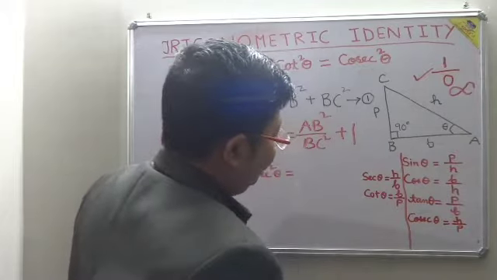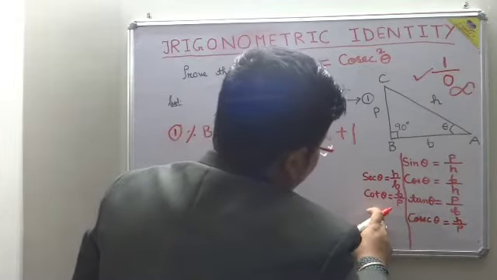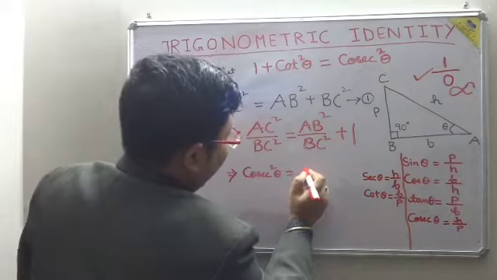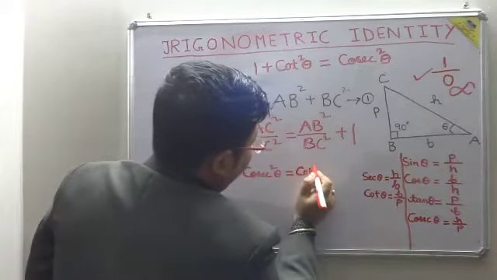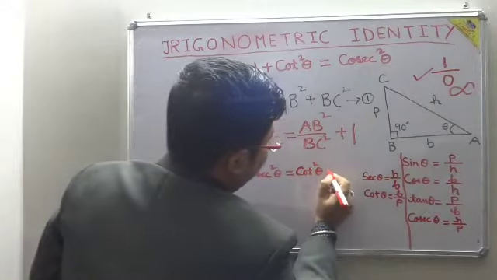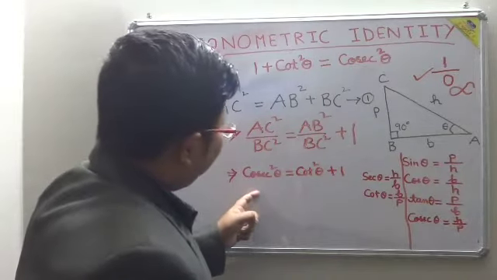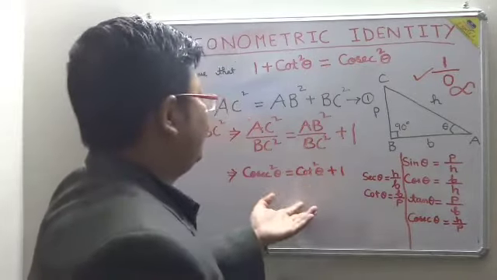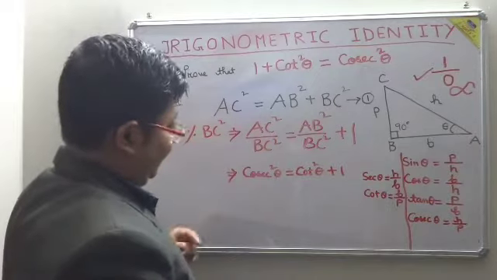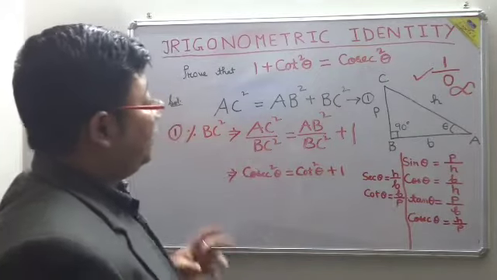So what is base by perpendicular? It is cot. So it will be cot square theta plus 1. Have you got it, guys? Cosec square theta will be equal to 1 plus cot square theta. It is proved. But same procedure you have to follow.